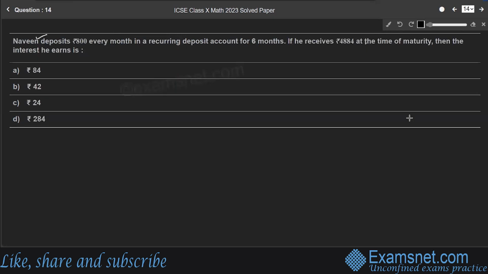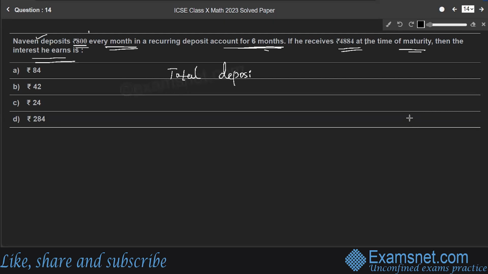Question 14. Naveen deposits 800 rupees every month in a recurring deposit account for 6 months. If he receives 4,884 rupees at the time of maturity, then the interest he earns is. So here we need to find the interest he earned after 6 months, right? And he deposited 800 rupees every month for 6 months. Therefore, total deposit.